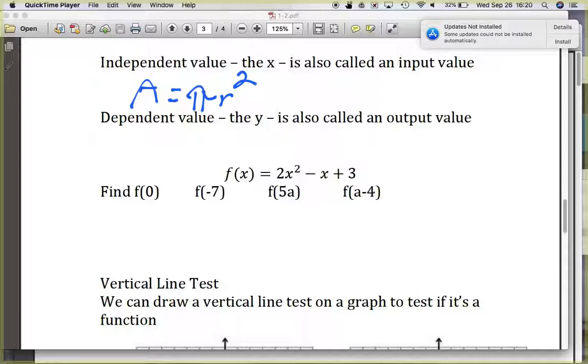The dependent value, usually the y, is also called the output value because it's outputted out of the equation. The equal sign is what it becomes. It makes it across there. So when they're asking you what is the independent and dependent, independent is the one that can change the dependent.